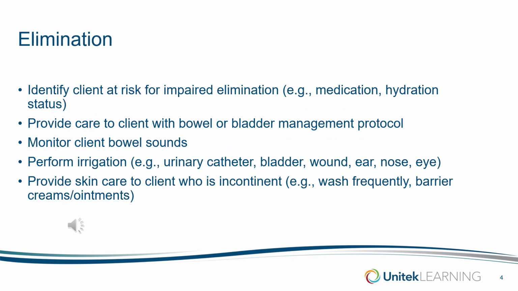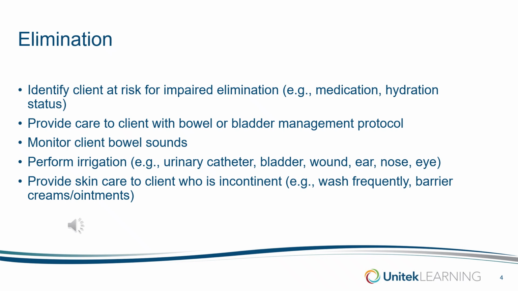The section on elimination focuses on recognizing and managing elimination needs, which include both urinary and bowel function. Clients at risk for impaired elimination can include those on opioids, diuretics, or those with dehydration. The nurse should monitor bowel sounds, ensuring there is no obstruction or ileus, especially in a post-surgical patient.